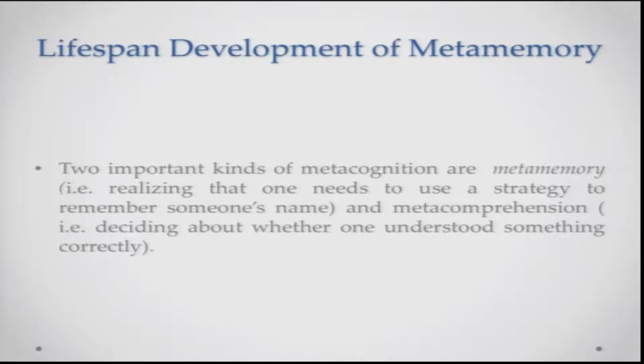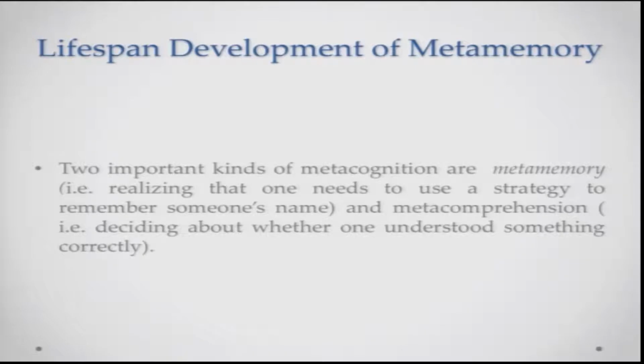Now, I was referring to meta memory a bit ago. This is the time to start talking in more detail about this. There are two aspects of metacognition, meta memory and meta comprehension. Meta memory is realizing that you need to organize this information in a particular way so that you remember it later. You need to use a particular strategy so that you remember this information better. Meta comprehension is having that sense of whether I have understood this well or I have not understood this well. These are two abilities. I will limit the discussion in today's class to only meta memory.